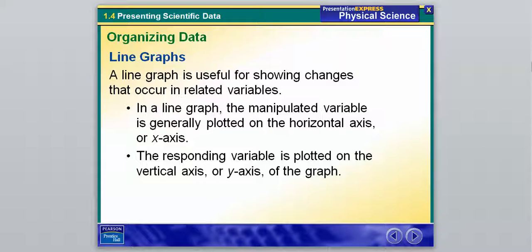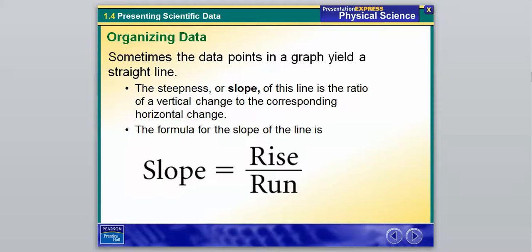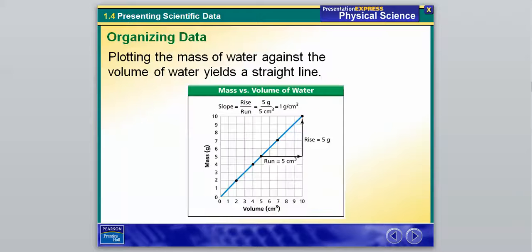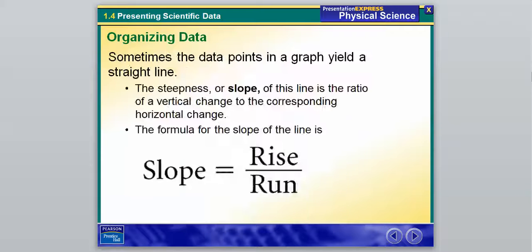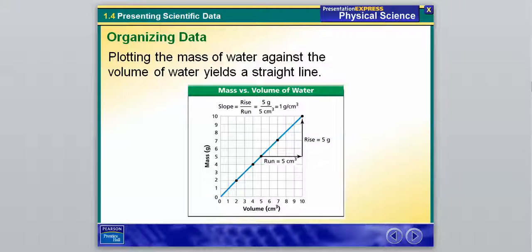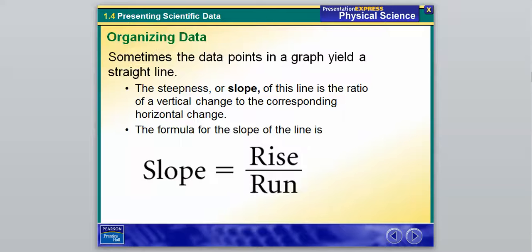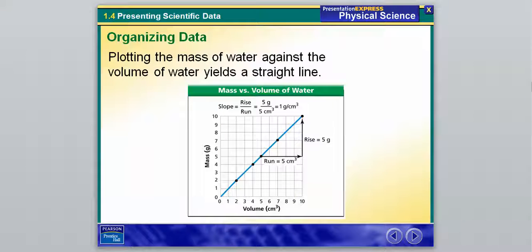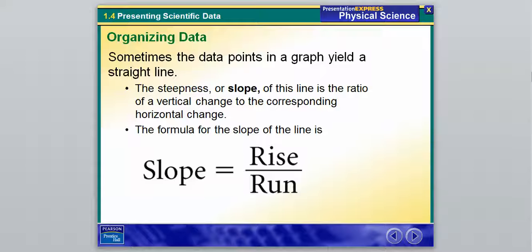And okay, we just went over that one. Sometimes when we talk about our line graph, the data points in a graph will yield a straight line. A straight line, just really quickly, would be that right there. That is a straight line. That is what it means when it's a straight line. There's not a lot of breaks or anything in the line.